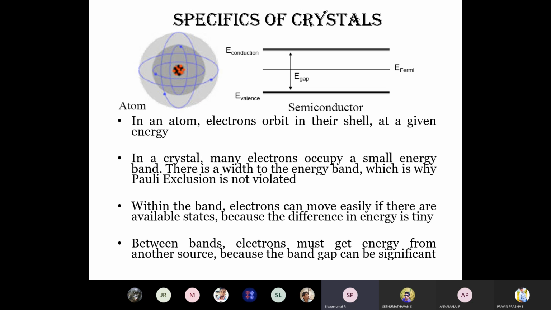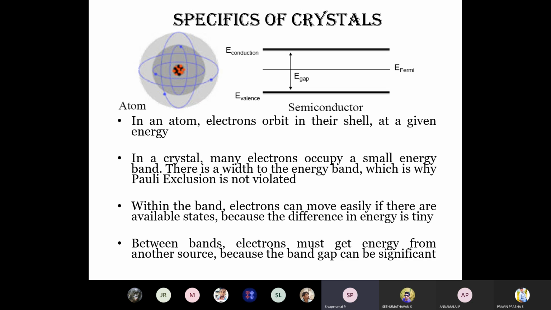Previously, before going into detail, we need to know the basic things. What I put here is the specific of the crystals: the energy levels between the conduction band and the valence band. This is the energy level of the conduction band, with a forbidden gap between the two. Both will be in equal condition, and that equal condition is the Fermi level. That level is called the Fermi level.